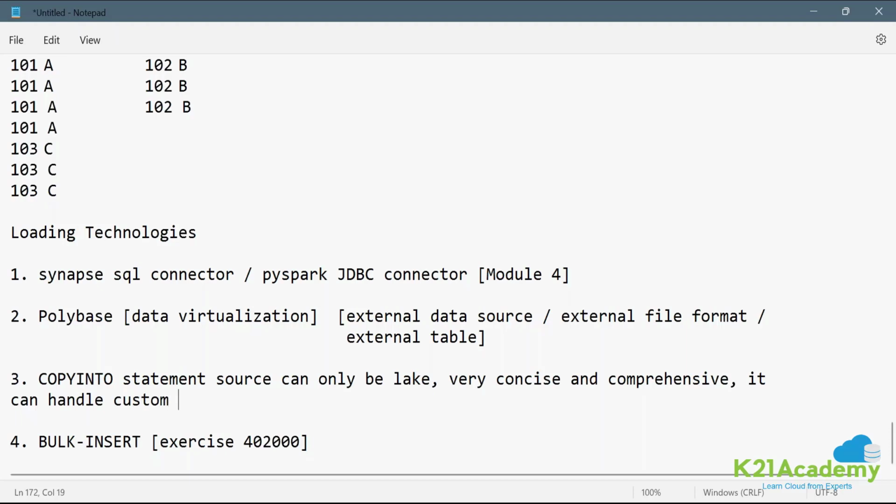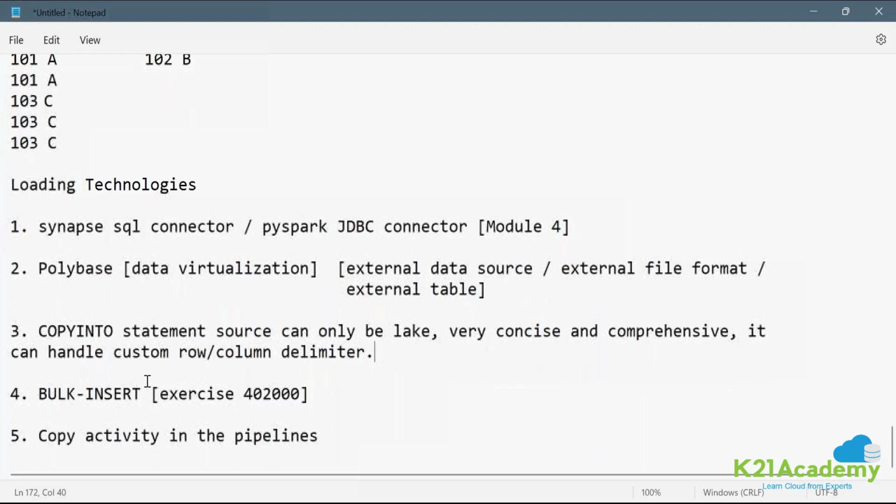custom row and column delimiters in your flat files. We'll see it when we demonstrate. And copy pipelines, you know, it's automation. Bulk insert, right? Inserts the data in batches of 402,000 rows at a time.